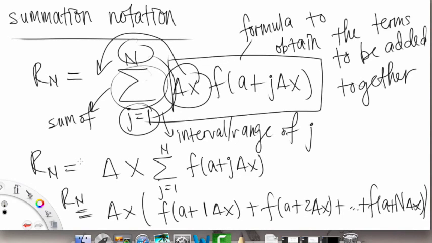Now that's the formula for right endpoint, and now let's do the one for left endpoint approximations.